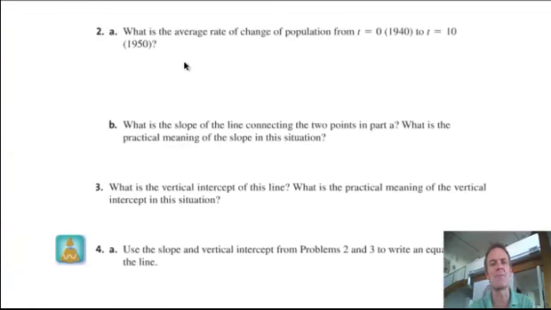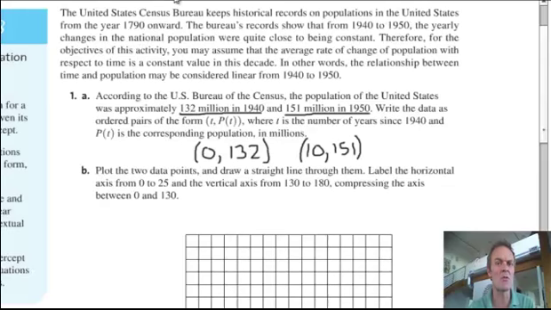Now let's have a look at this. What's the average rate of change from 1940 to 1950? You can use a graph, or you can use the points. So let's go back to those points. If I do this, the average rate of change is the slope, so I could use y2 minus y1, all over x2 minus x1. I'll call this my second set of x, y and this my first set.